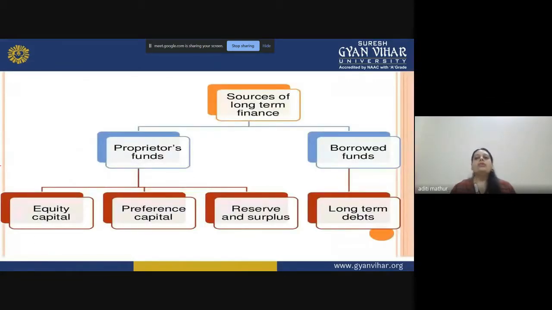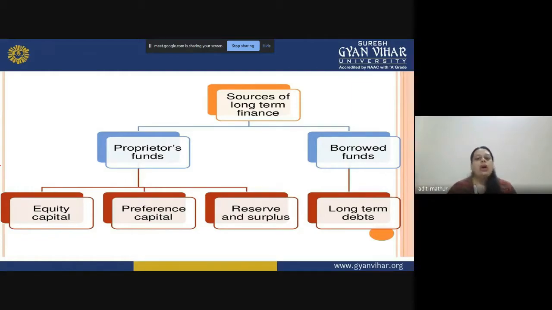So now what are the sources of long-term finance? Right, there are many sources. The basic two used to bifurcate are your proprietors fund and the borrowed fund. The proprietors fund, which is also known as the owner's capital, is the summation of your equity capital, your preference capital, and your reserves and surplus. So when you add the balance sheet part in which your equity share capital, preference share capital, and reserves and surplus is given, that becomes your owner's fund or the proprietor's fund.